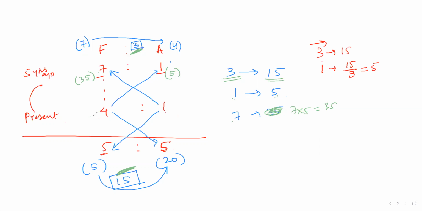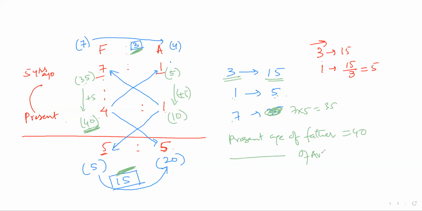Now, in order to find the present ages, this is 5 years ago. So what are the present ages? Present ages will be plus 5. So this will be 40 and this will be 10. So the present age of father is 40. Present age of father is 40, and the present age of Arvind or son is 10. And this is our answer.